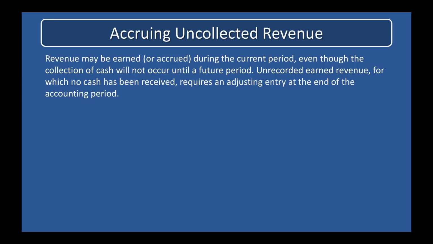Revenue may be earned or accrued during the current period even though the collection of cash will not occur until a future period. Unrecorded earned revenue for which no cash has been received requires an adjusting entry at the end of the accounting period. The adjusting entry is recorded by debiting the appropriate asset, for example, accounts receivable or interest receivable, and by crediting the appropriate revenue account, for example, service revenue earned or interest earned.